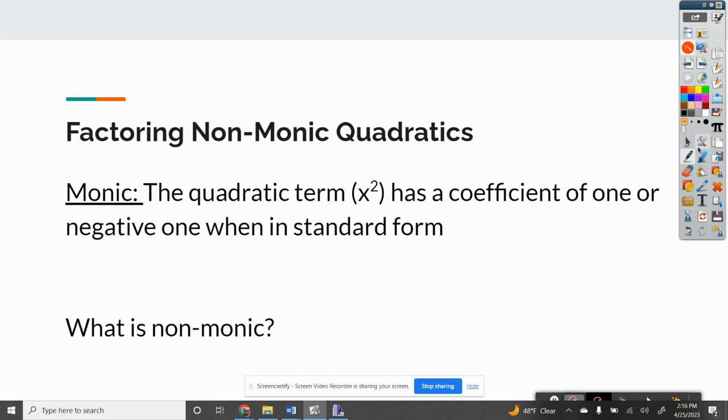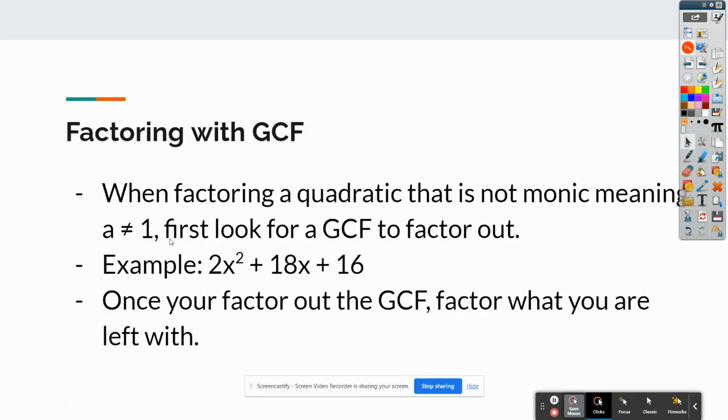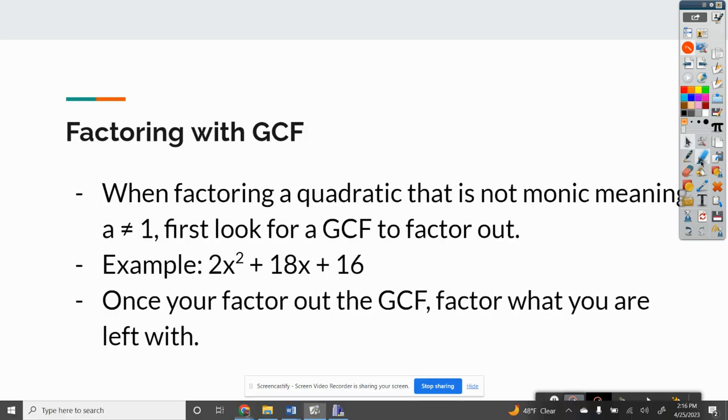All right, so what does that look like? Well, it looks like this example right here. So you've got 2x squared plus 18x plus 16. And the first thing you want to do anytime it says factor, anytime you're factoring anything, is always to look for a greatest common factor. And if there is one, you're going to divide out the greatest common factor, which is like distributing but backwards. All right, so undistribute. And in this example, you have a GCF, or greatest common factor, of 2.